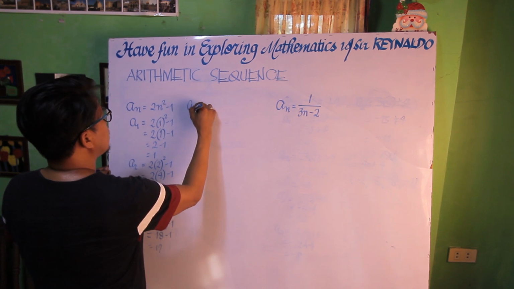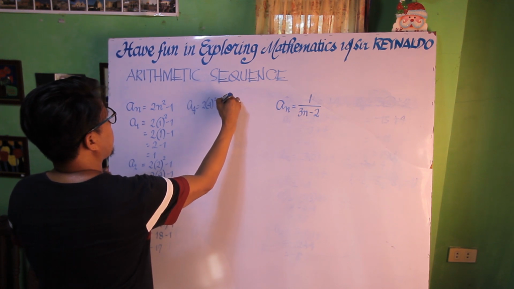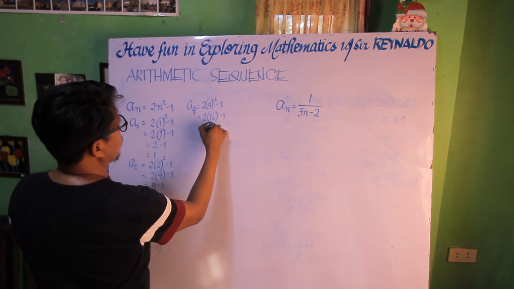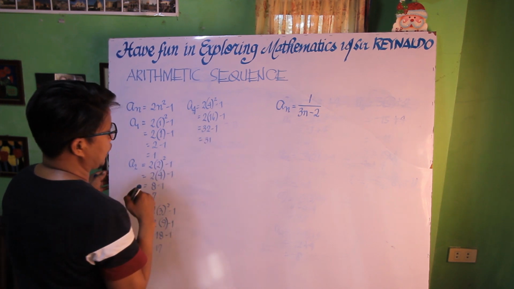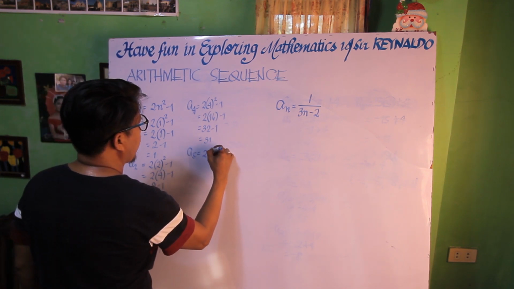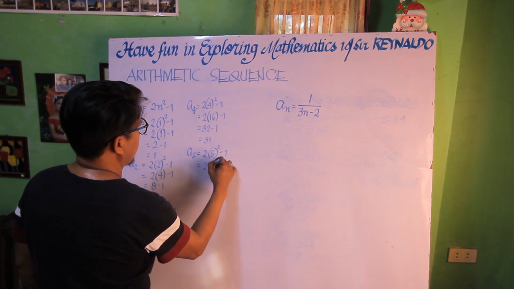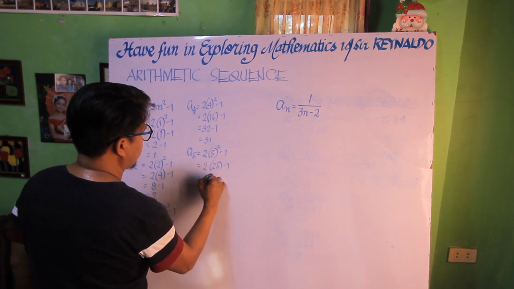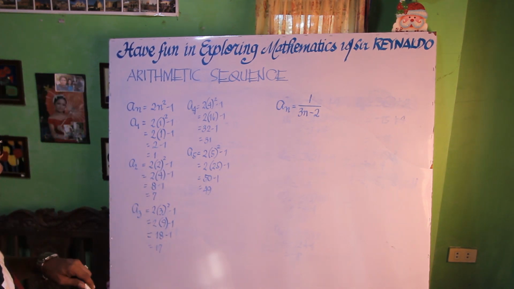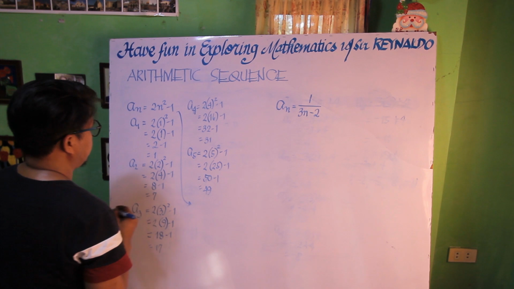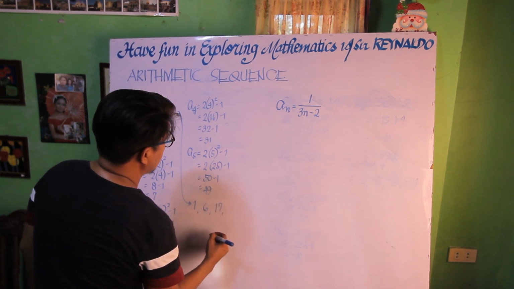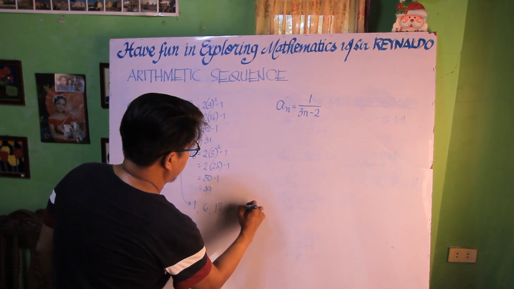A sub 4, simply we have 2 times 4 squared minus 1. 4 squared is equivalent to 16 minus 1. 16 times 2 is 32 minus 1, so therefore we have 31. A sub 5 is now equal to 2 times 5 squared minus 1, which is 2 times 25 minus 1. So we have 2 times 25 is 50 minus 1. So the answer is 49. Okay, this time, a sub n equal to 2n squared minus 1 has its terms equal to 1, 7, 17, 31, and 49.